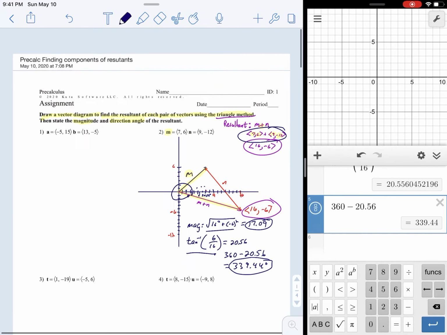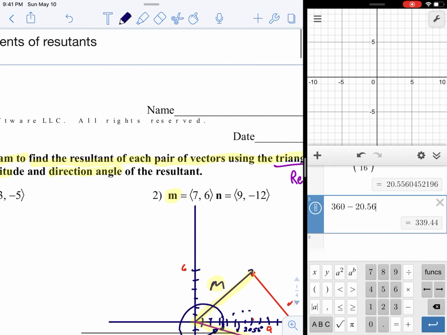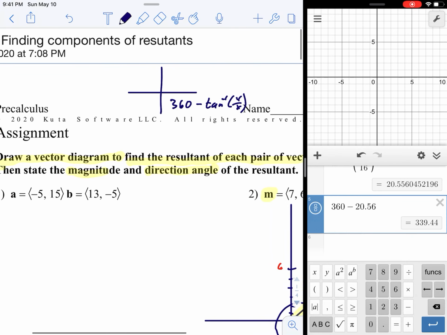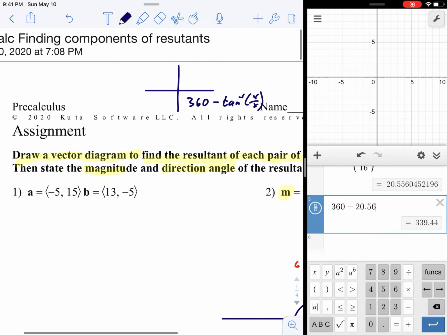So here, where can I do this? Let me just do a little diagram up here. When you're in this quadrant, it's 360 minus the inverse tangent of y over x. When you're in this quadrant over here, the third quadrant, it's 180 plus the inverse tangent of y over x. Up here in this quadrant, the second quadrant, it was 180 minus the inverse tangent of y over x. Wow, that's sloppy, but hopefully you understand what that means.